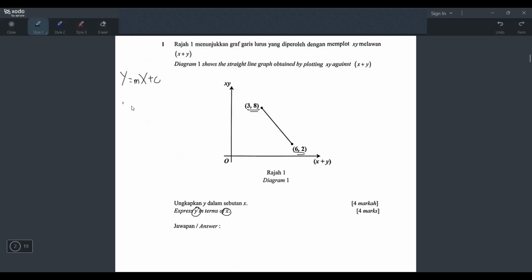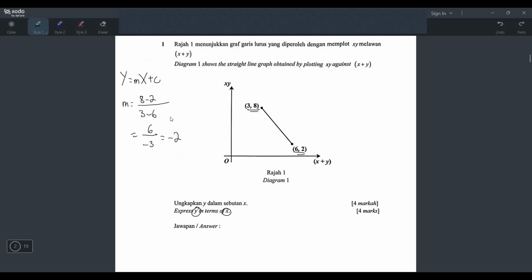So let's find the m. I already mentioned it, because they give you 2 coordinates, it's very easy to find the gradient. Just use the gradient formula, y minus y divide x minus x. So you can take 8 minus 2 divide 3 minus 6. You can also take 2 minus 8 divide 6 minus 3, it is the same thing. 8 minus 2 is 6, 3 minus 6 is -3. You end up with -2. That's your gradient, but you still need your c. So how do you find your c?